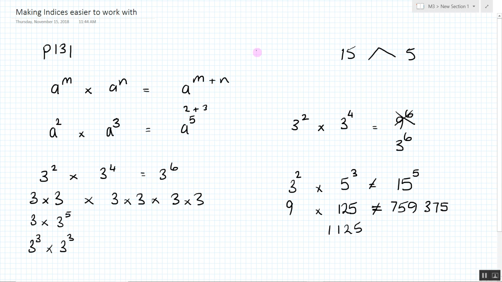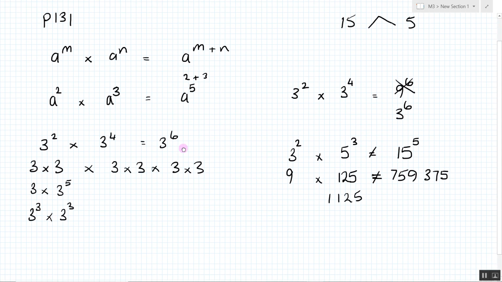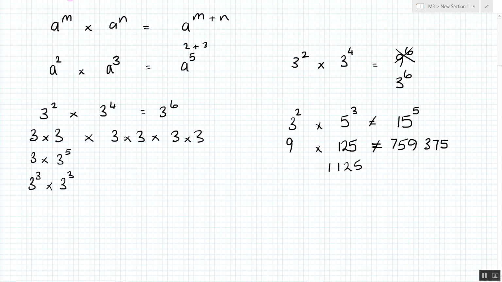So that would lead us, hopefully, to talk about what if I change it slightly. If I did 3 to the power of 2 plus 3 to the power of 4, can we simplify that? What would it be if we can?